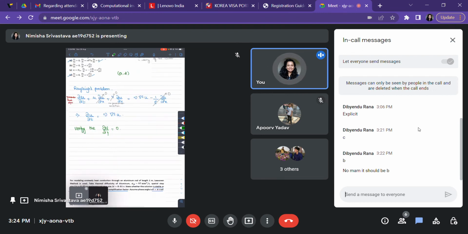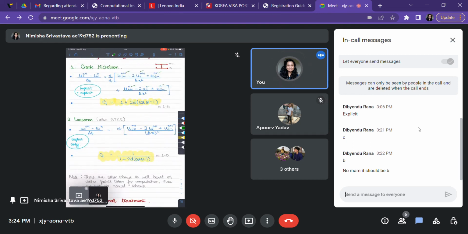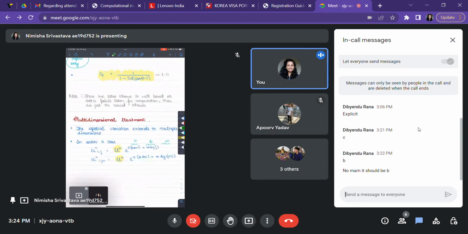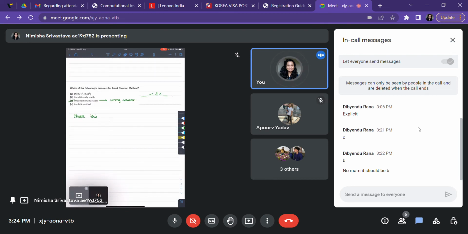Why I'm saying this is that I have the G over here, and this should be less than 1. So this is obviously not going to be less than 1 for each case. It's conditionally stable, not unconditionally stable. So the question is asking me to tell me what the incorrect statement regarding the Crank-Nicolson method is, and the thing is that it is not unconditionally stable.